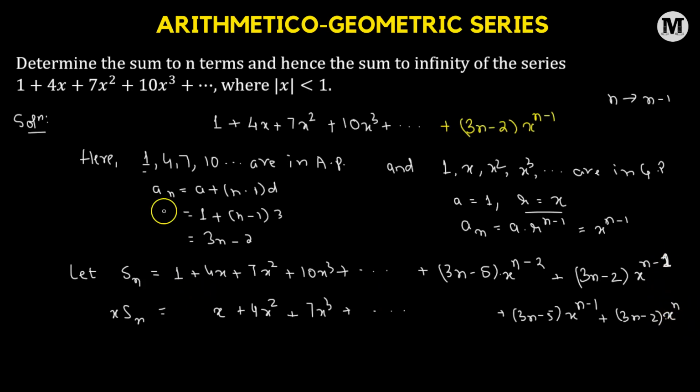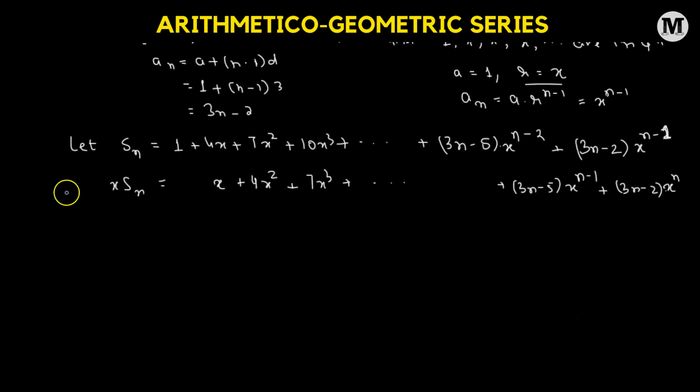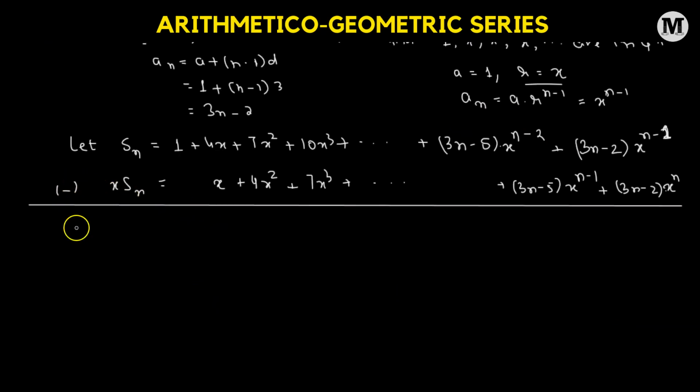Okay, now we're going to perform a subtraction. We will get Sn minus x multiplied by Sn. This is going to be equal to 1 added to 4x minus x, that's 3x, added to 7x squared minus 4x squared, that's 3x squared, added to 3x cubed, all the way up to the second last term.